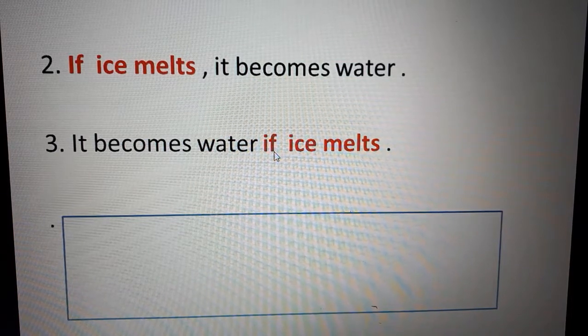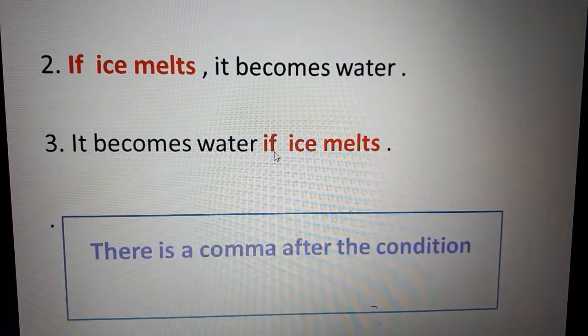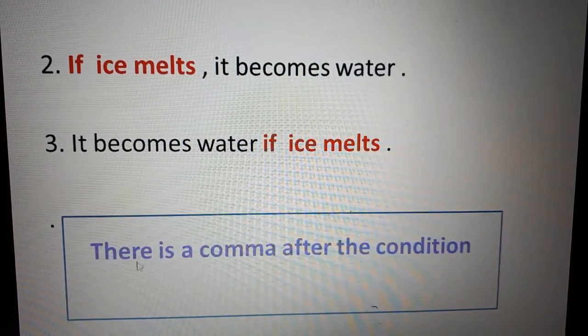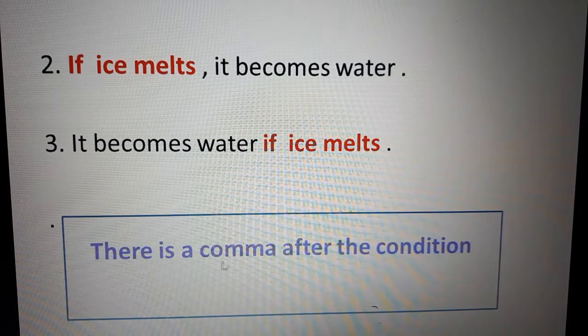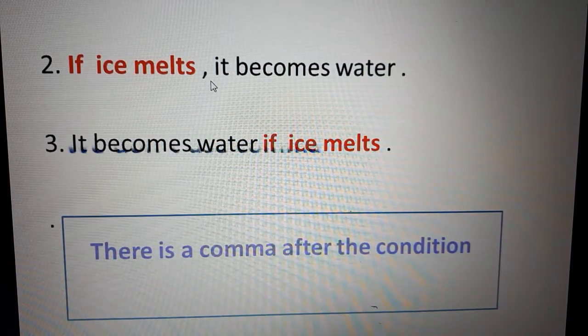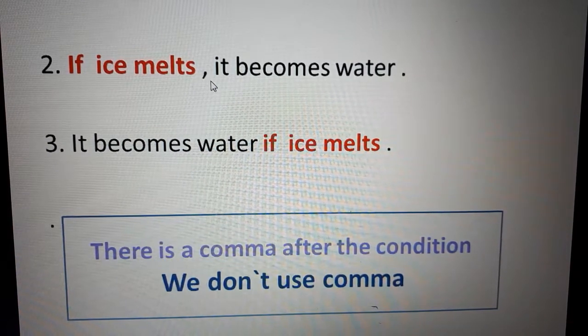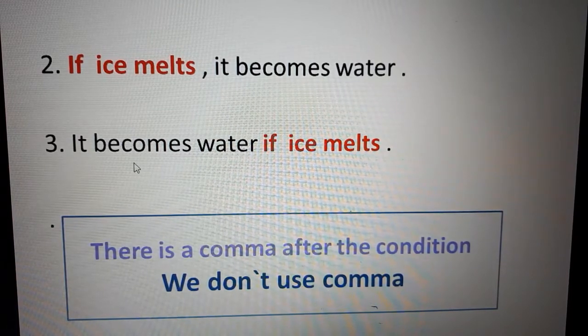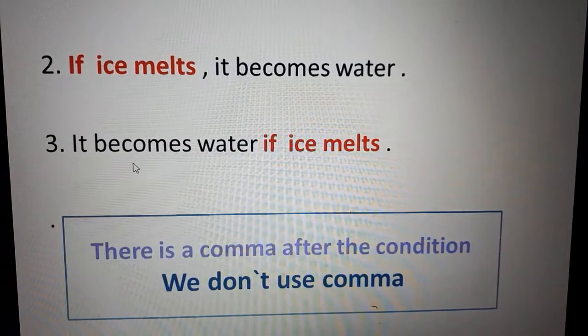The rule says there is a comma after the condition. This is the condition or if clause, we use a comma. This is sentence number 2. Sentence number 3, we don't use a comma. No comma here. Clear? Okay. Continue.